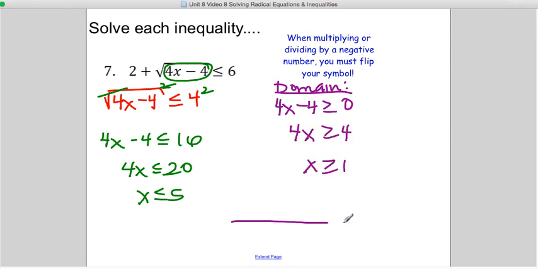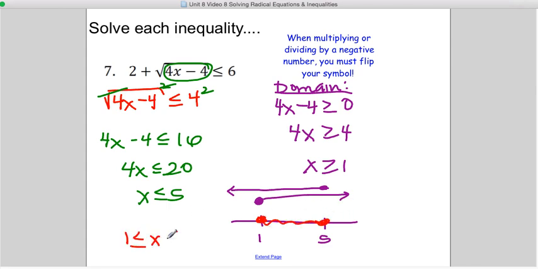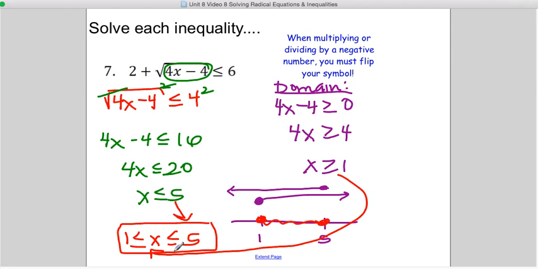Then to see what my answer would be, let's just plot this. I have 1, x is greater than or equal to, so closed circle, going this way. Then we have x is less than or equal to 5. So here's 5, closed circle, less than's going this way. So my answer is where they both are, which is here and here and in between. So the way I can write my answer is 1 is less than or equal to x is less than or equal to 5. So this came from here and this came from there. So there is my answer for example 7.